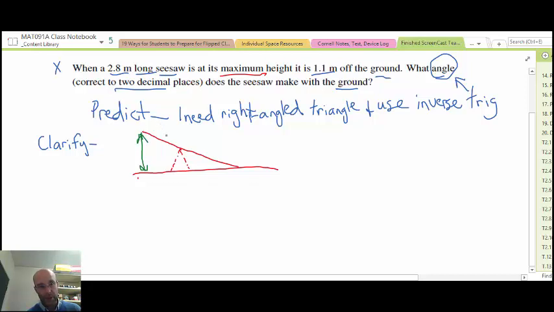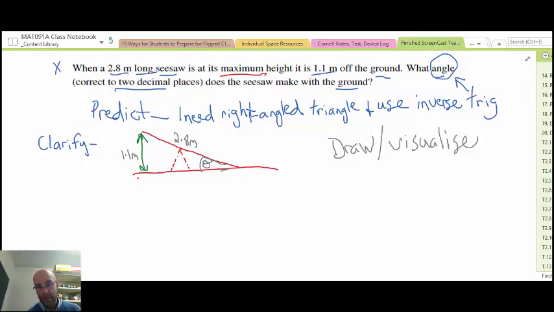Okay, and we've got the length of the seesaw we can put on there, it's 2.8 metres, and we've got that maximum height which is 1.1 metres above the ground, and we have to find the angle it makes with the ground. Well, there's the seesaw, there's the ground, so the angle is there. We're going to use our normal theta symbol for the angle. So basically we draw or visualize it.